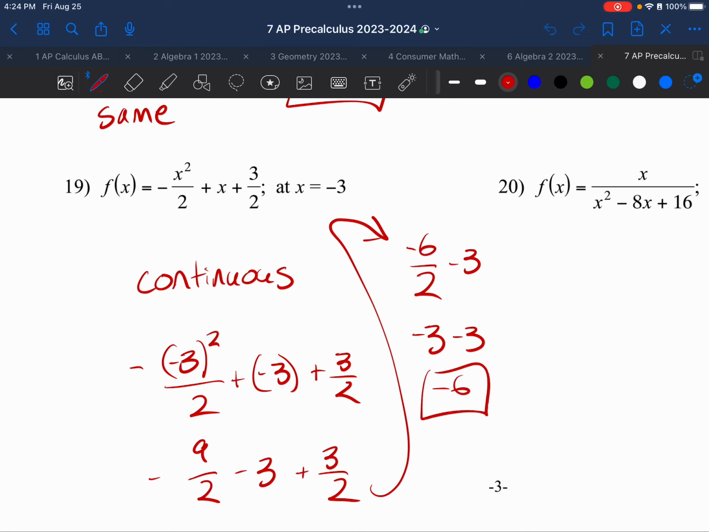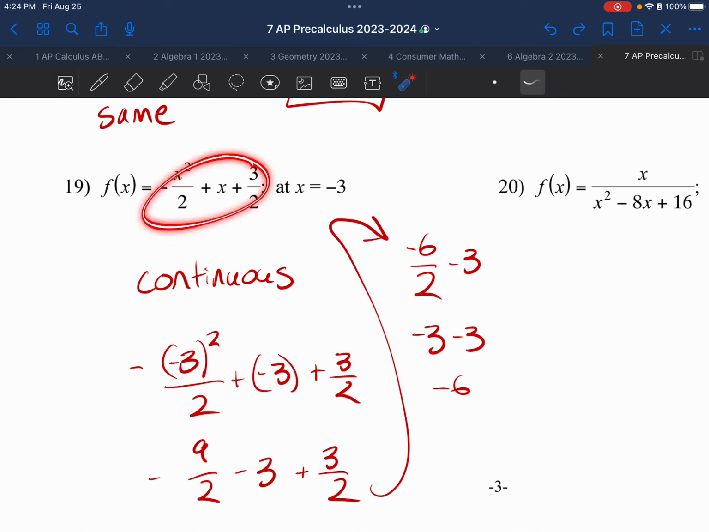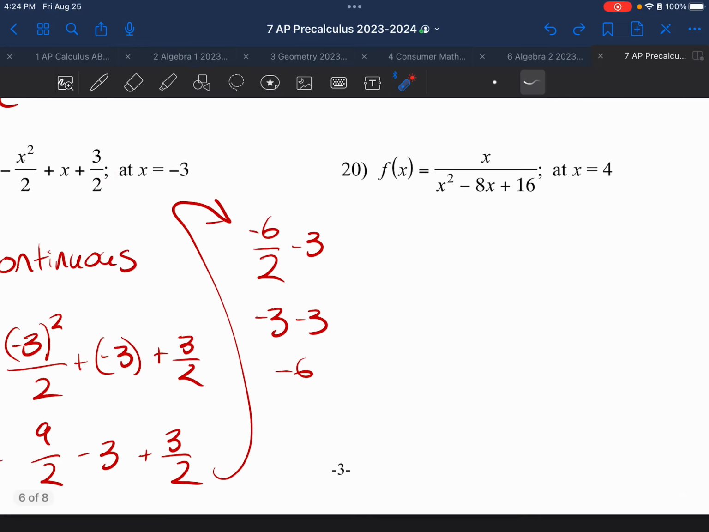You just get a number, which isn't the answer. It's okay. You get a height. There's nothing bad happening there. There's no left and right piece that don't match. There's no removable discontinuity. There's no infinity that's created by having an x in the bottom. Nothing bad happens. It's just a polynomial. Polynomials are always continuous everywhere.